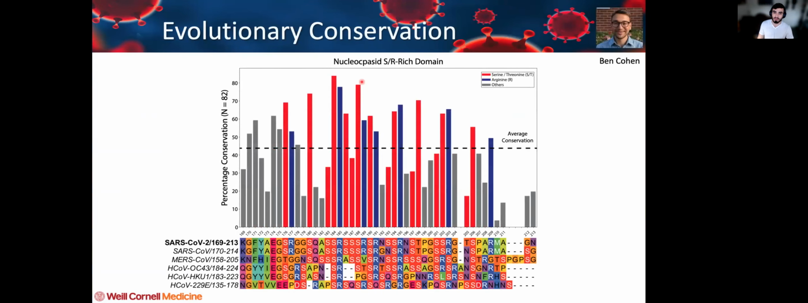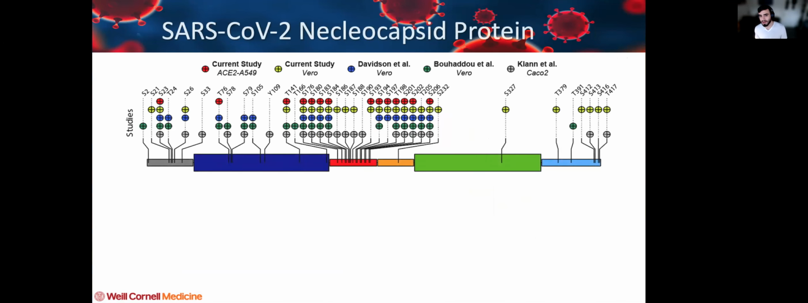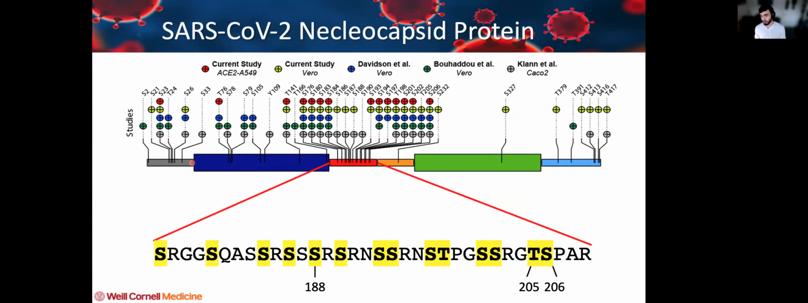Diving into that particular domain, you will see that the most conserved amino acids are either serine or threonine in red, or arginine in purple, and all the other amino acids in gray are significantly less conserved than average across multiple coronaviruses, suggesting that the important amino acids in that domain are the ones that are getting phosphorylated or the arginines. So by now we understood that this domain is important because it's conserved across coronaviruses and it's heavily phosphorylated, with 14 different phosphorylation sites. And then the question is, what upstream kinases phosphorylate these particular sites?